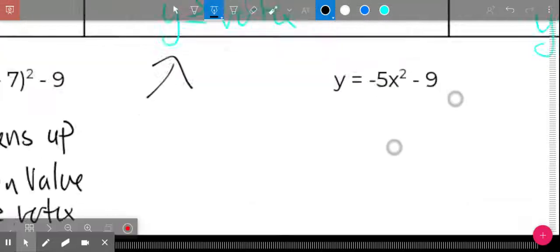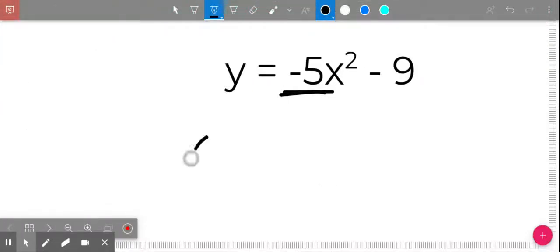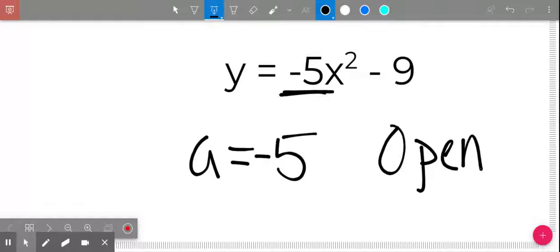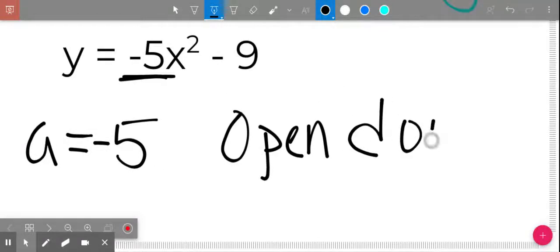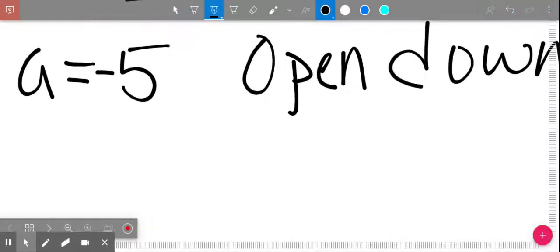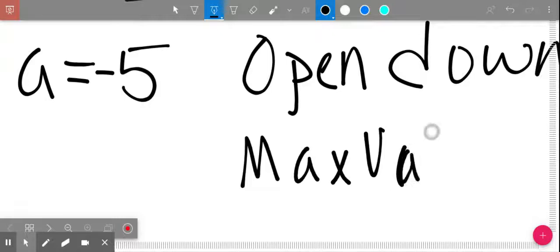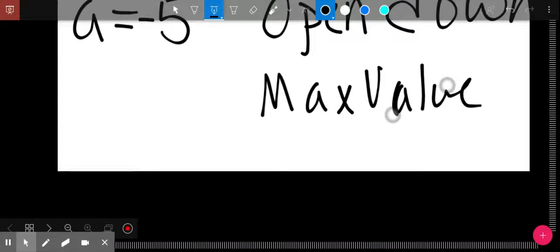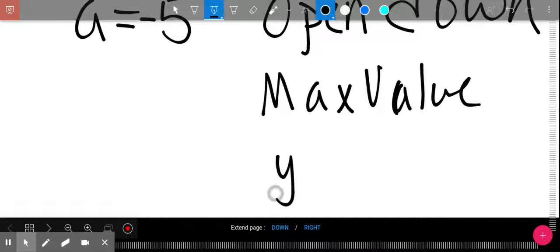Pretty much the opposite for the next one. Here, my a value is a negative 5. Since we know our a value is a negative 5, we know that it's going to open down. Remember, you can find all this information too by putting it in the calculator and looking at the graph. Since it opens down, we have a max value. And that means that my range is going to be y is less than or equal to the vertex.